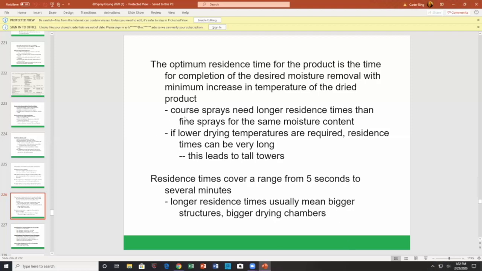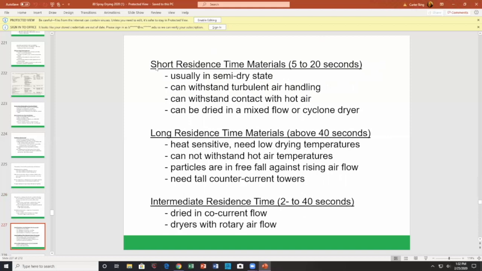So we have coarse sprays need longer residence time than fine sprays for the same moisture content. Coarse sprays means big drops, so it depends upon the atomization ability of your atomizer, coarse versus fine. At lower drying temperatures the required residence time can be very long. The idea: tall towers. Residence times cover a range from 5 seconds to several minutes. Larger residence times usually mean bigger structures, bigger drying chambers.